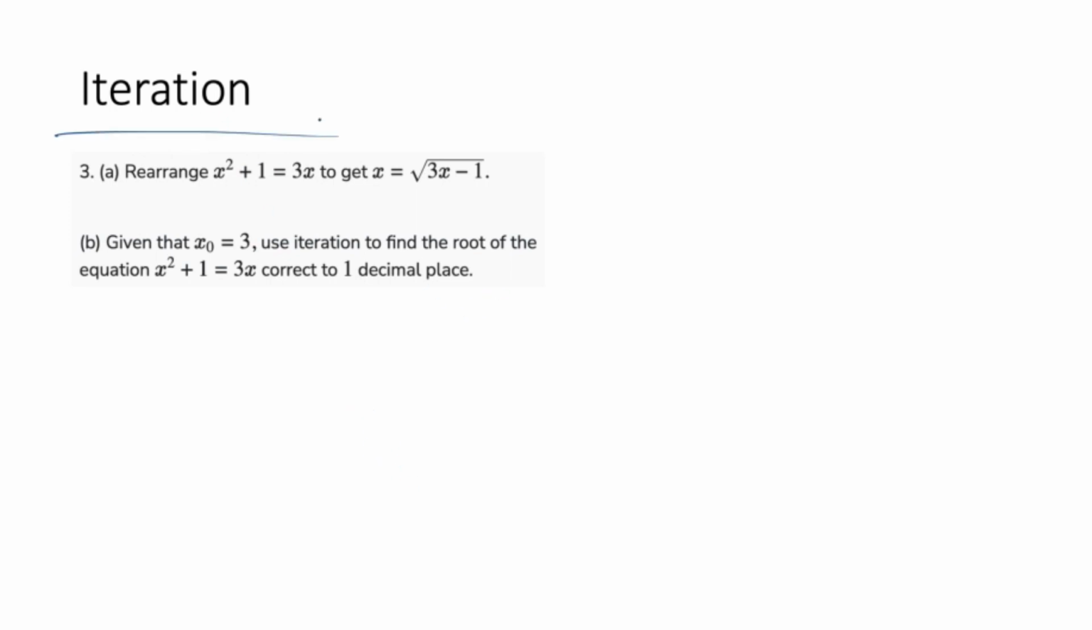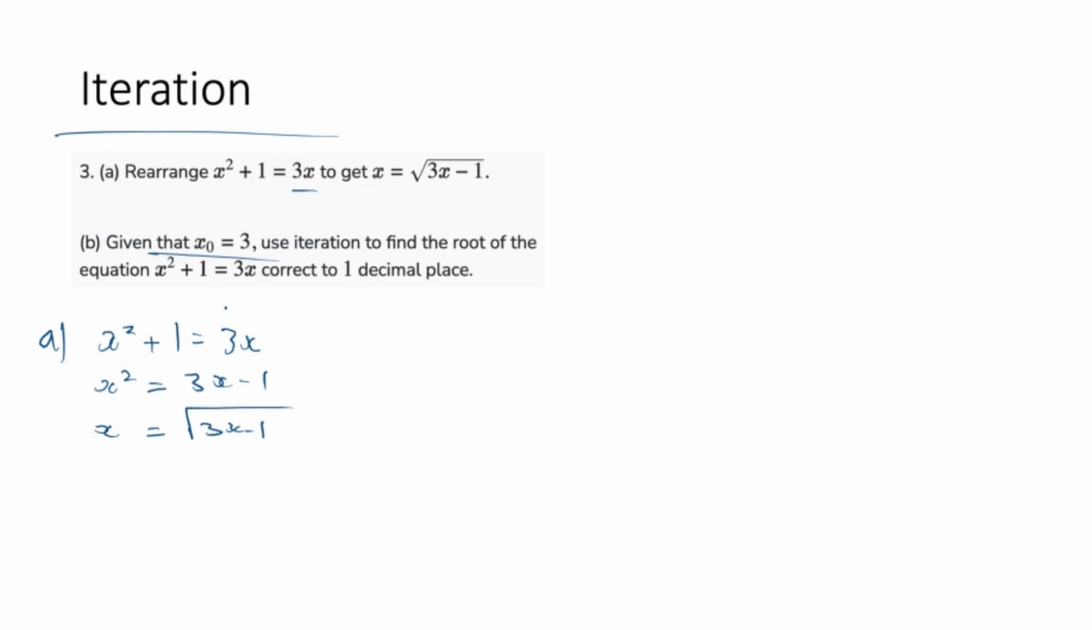Today's topic is iteration. Rearrange x squared plus 1 equals 3x. As you can see, the x term of this equation is kept, and the x squared term is the one that is being made the subject. So start with x squared plus 1 equals 3x. We subtract 1 from both sides, so x squared equals 3x minus 1, and then square root both sides. Nice and easy.